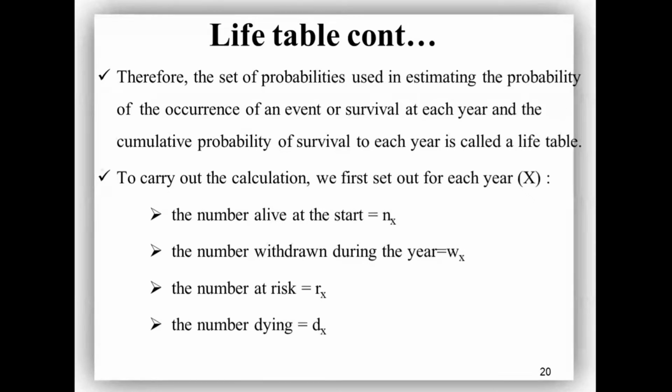Yeah, we have these four parameters: nx, wx, rx, and dx. Nx means the number of individuals at time x. Wx is the number of individuals withdrawn at time x, and rx is the population at risk, or the number at risk at time x, and dx is the number of deaths at time x. Okay, so I think it is easy to memorize them.